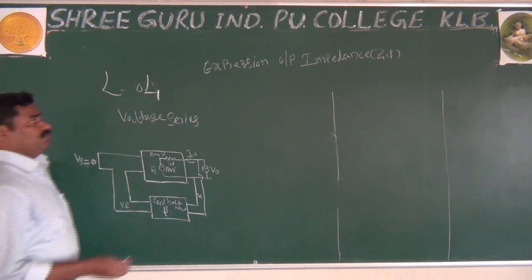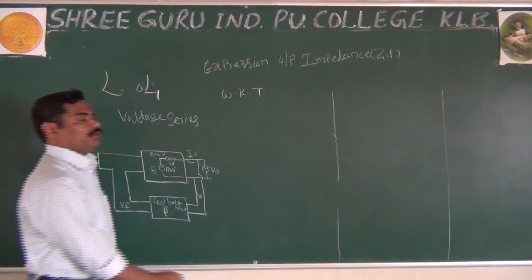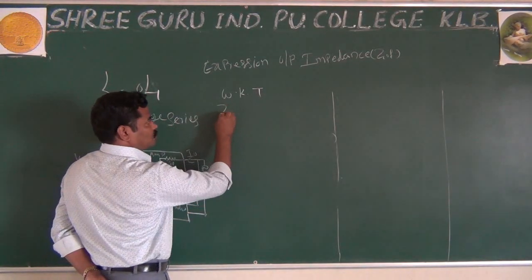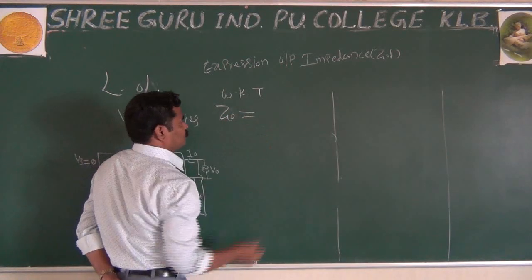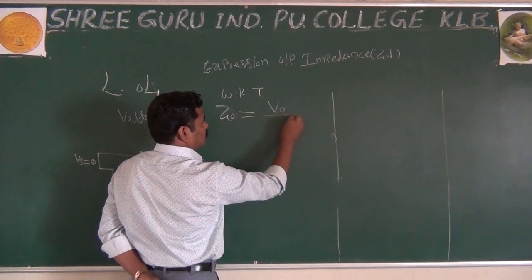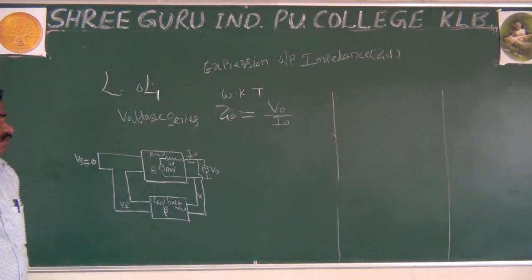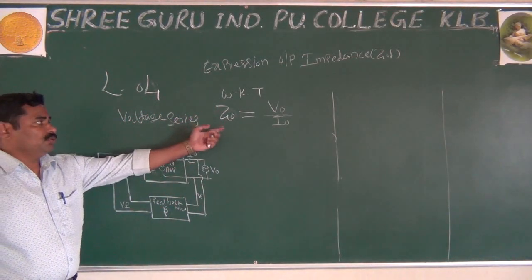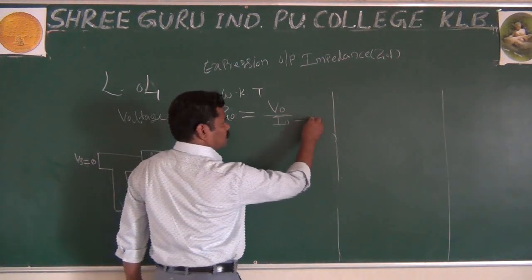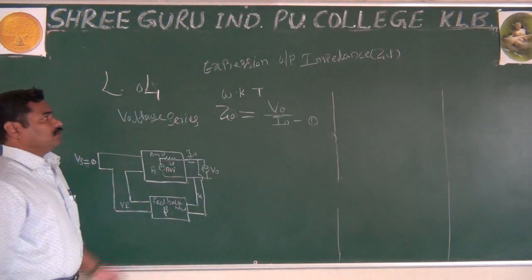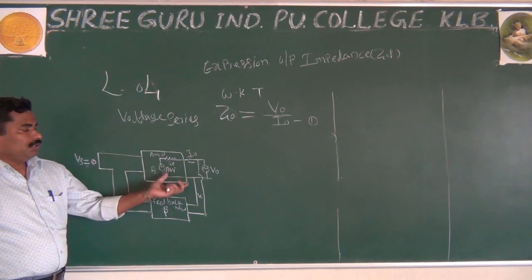We know already how to find the output impedance: Zo equals Vo by Io. This is your output impedance, output voltage to output current, equation 1. While going for the derivation in the output section, you have to apply the KVL.